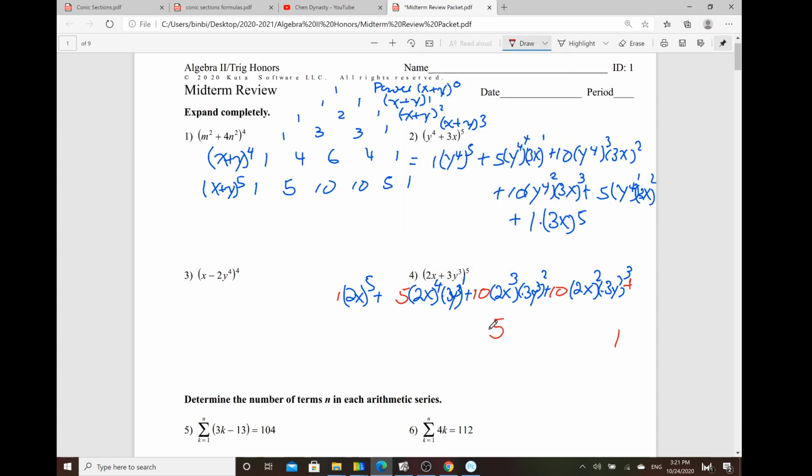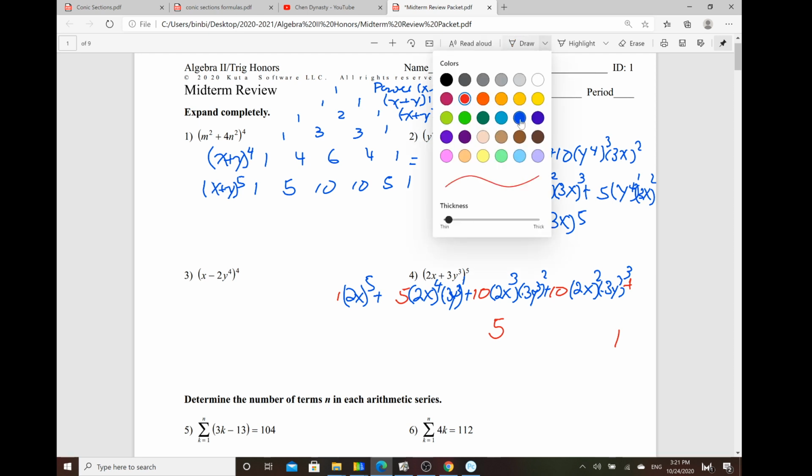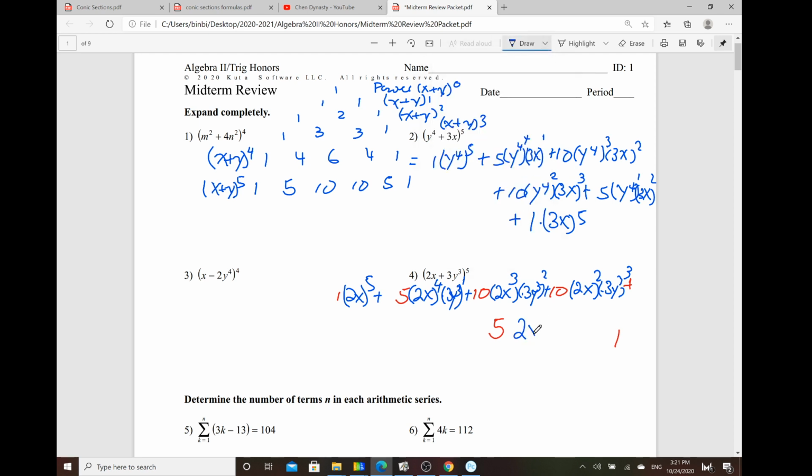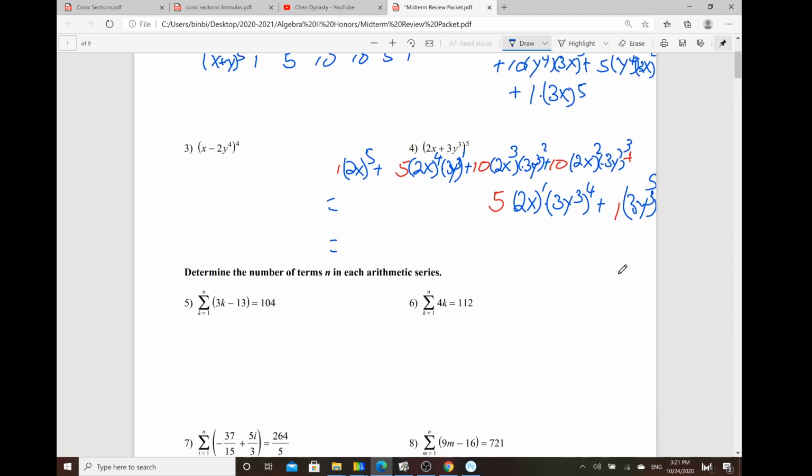So plus 5 times the quantity of 2x to the first power times the quantity of 3y cubed to the fourth power. And then the last term is just the quantity of 3y to the power of 3, to the power of 5. And afterward, make sure that you simplify the whole thing. Okay? So that's the Pascal triangle with the binomial expansion.